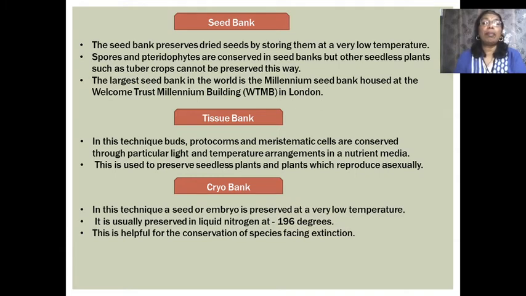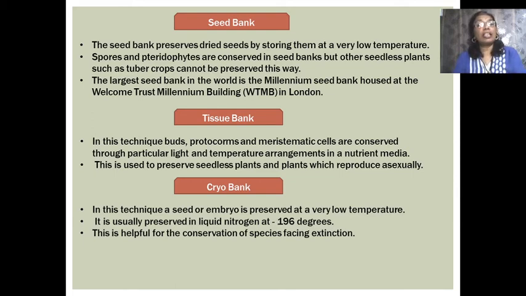Second, tissue bank. In this technique, buds, protocorms and meristematic cells are conserved through particular light and temperature arrangements in a nutrient medium. This is used to preserve seedless plants and plants which reproduce asexually.